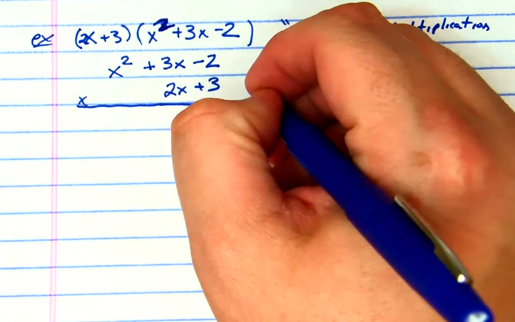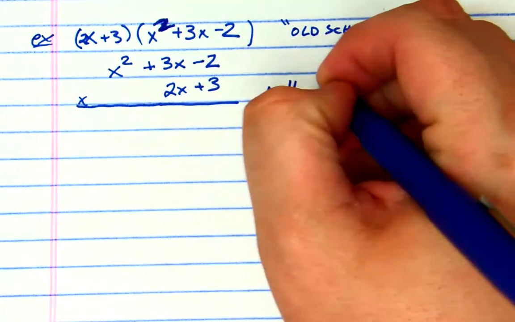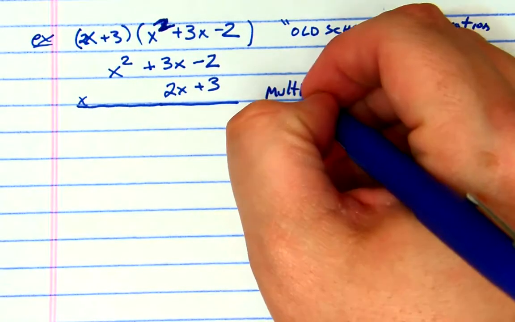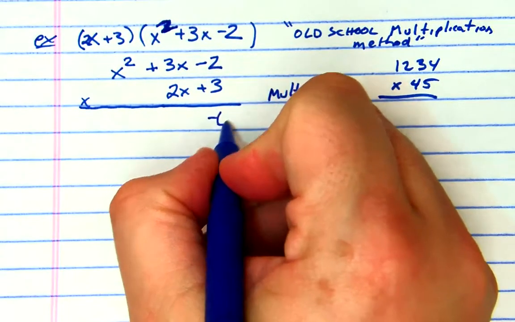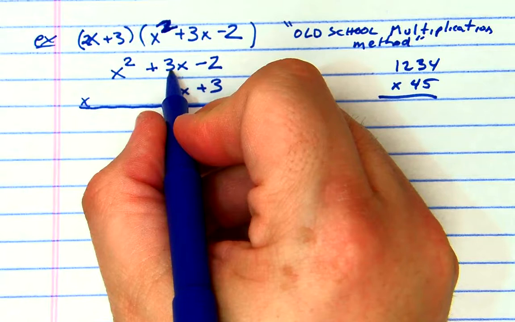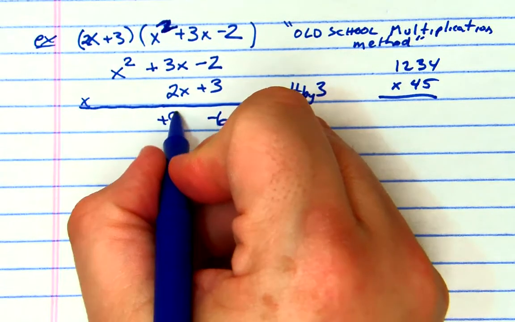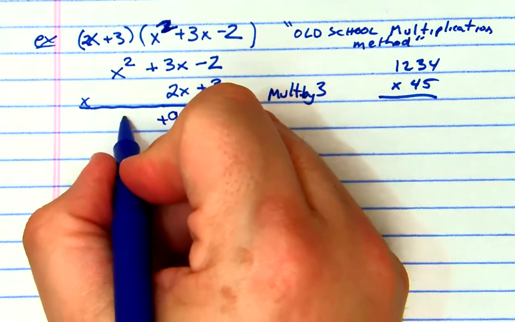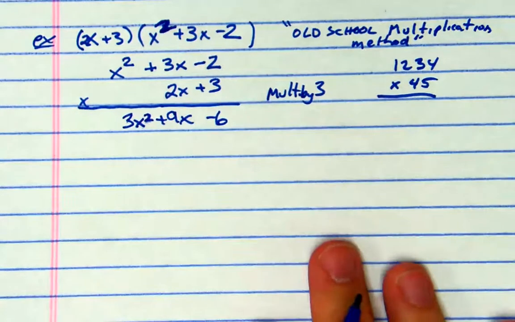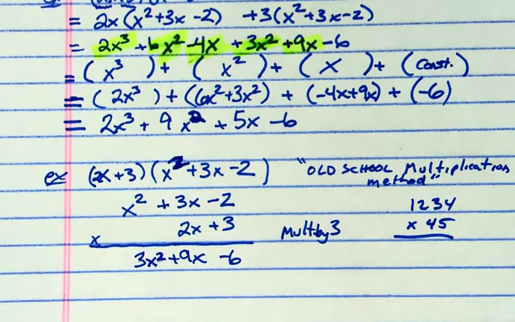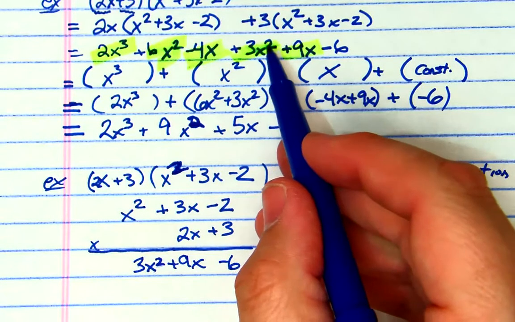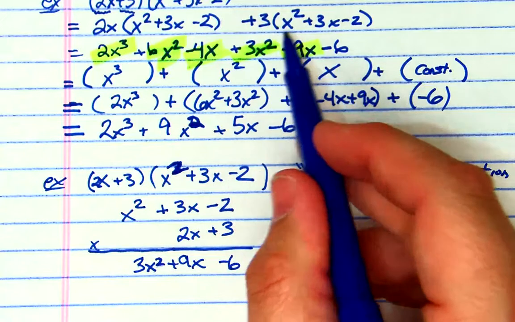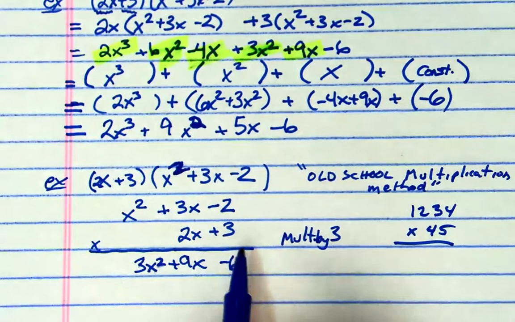So what we're going to do first is multiply by 3. It's going to be 3 times a negative 2, which would be a negative 6. 3 times 3x, which would be a positive 9x. 3 times x squared, which would be 3x squared. Now if I jump back here, 3x squared plus 9x minus 6, there's 3x squared plus 9x minus 6. It is the second distribution property. Like I said, we're just organizing it in a different method.